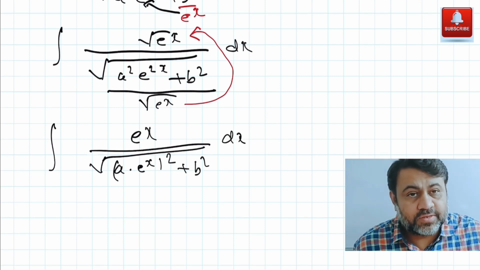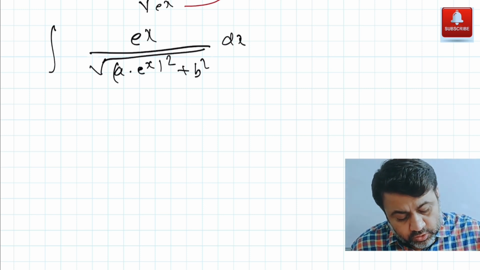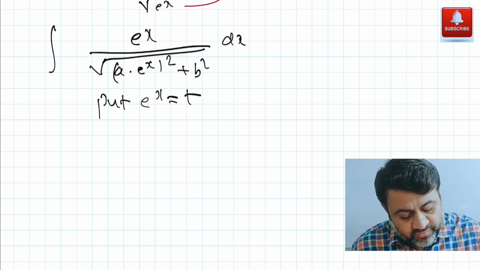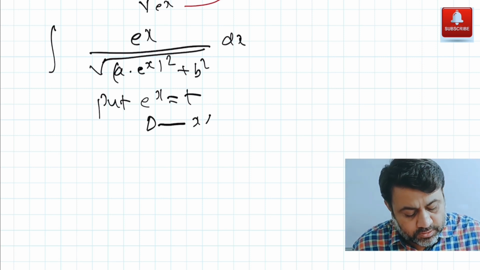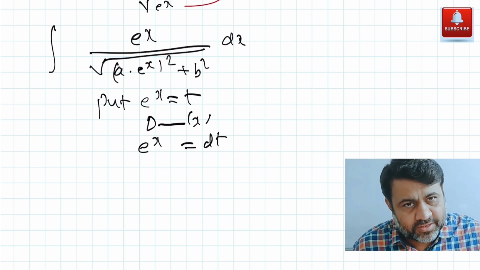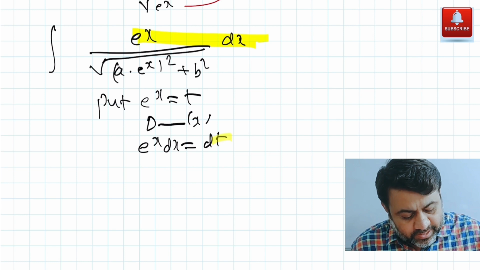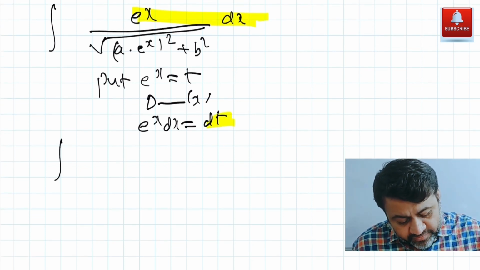Now you can very easily realize that here the substitution will be e power x only, right? If I put e power x equal to t and differentiate, the derivative of e power x will be e power x, and the derivative of t will be dt by dx. Taking dx to the other side, e power x dx will be substituted as dt. So that became quite easy for us.